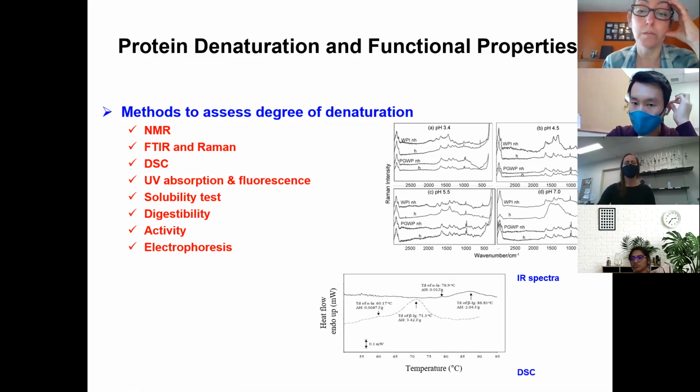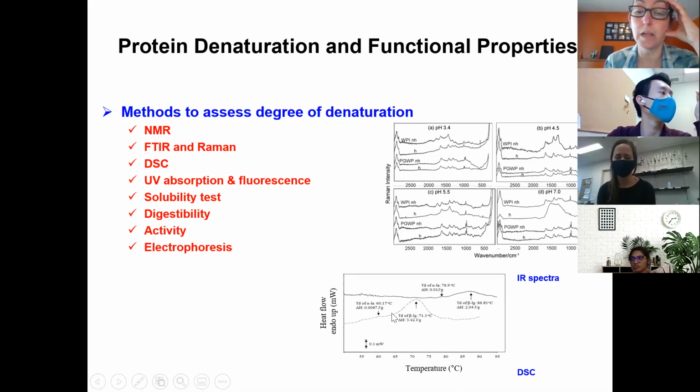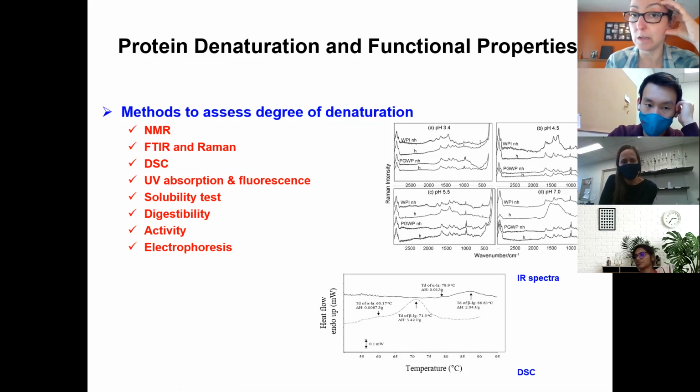DSC, we talked about measuring. It tells us the degree, onset of denaturation, and the temperature at which the protein completely denatures. And it tells us the enthalpy, how much energy it took for that protein to open up and denature. If we don't see any endothermic peak, that means the protein has already been denatured.